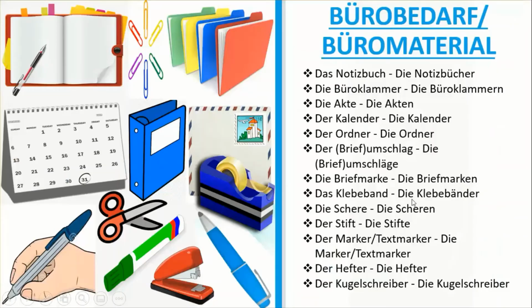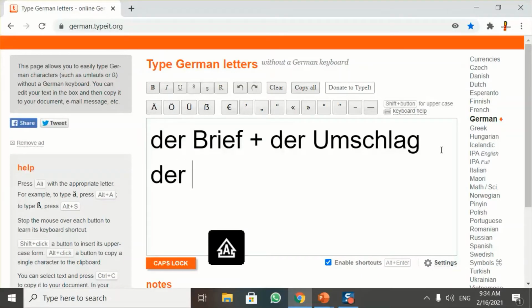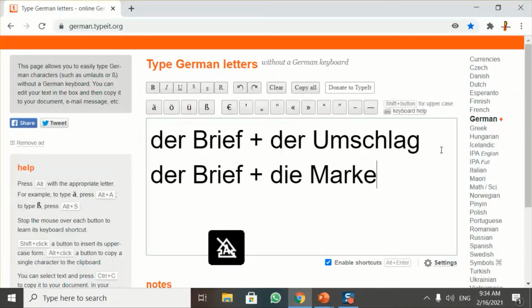Then we have die Briefmarke, singular, die Briefmarken, plural, the postage stamp. Once again, this is a compound noun made up of der Brief and die Marke. So any stamp that you put on a letter becomes the postage stamp.